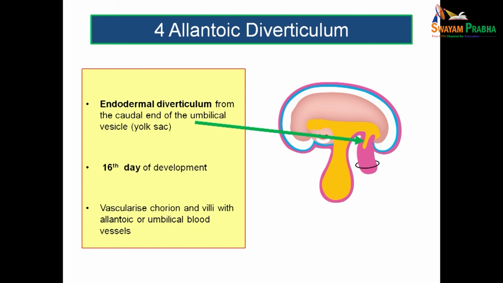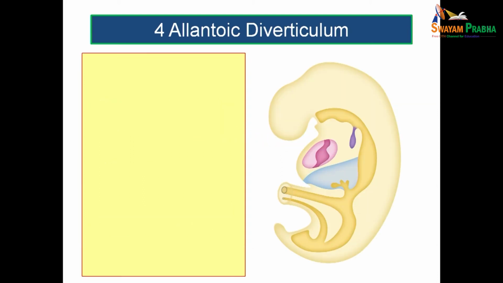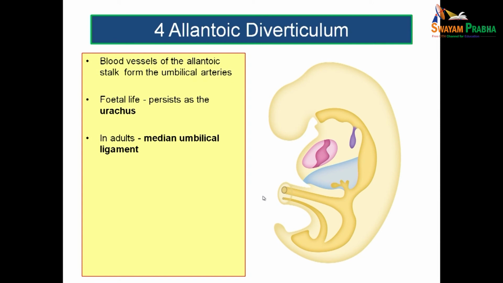So, this is the allantoic diverticulum. Now, the blood vessels of the allantoic stalk, you can see, are actually projecting into the umbilical stump, the umbilical cord, and this will actually form the umbilical arteries. Now, in fetal life, after the formation of the umbilical arteries, you do not need this allantoic diverticulum, right? So, in the fetal life, after the formation of the umbilical blood vessels, this will be seen as a remnant that is known as urachus.